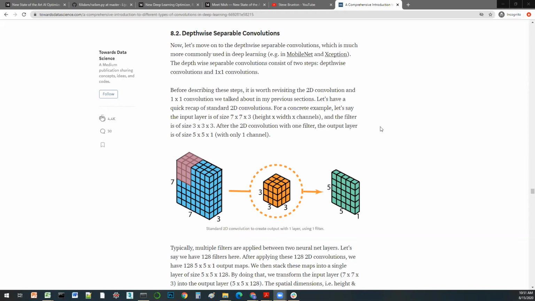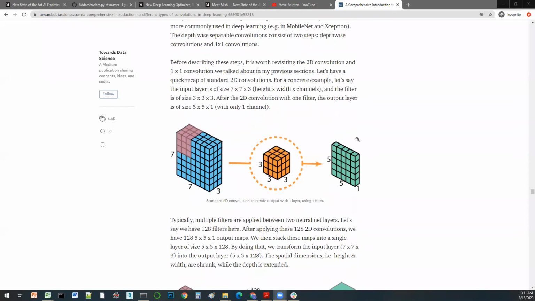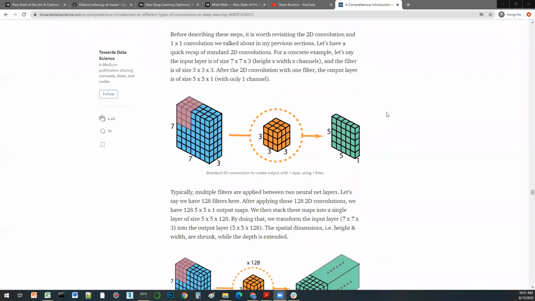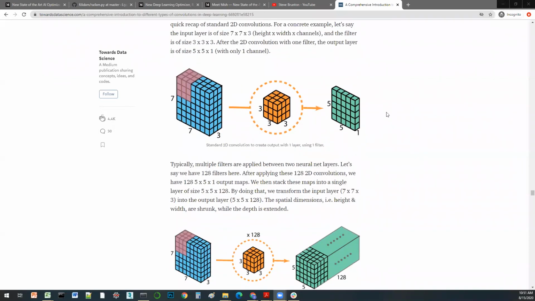So, in the interest of time, I'm not going through the details of the 2D and 1D cases. There's a very good reference, which I mentioned before. The point is that you go through the entire depth to create the output using a single filter. So the filter, 3 by 3 in this case, is applied across the width dimensions of the image and applied to the entire depth.